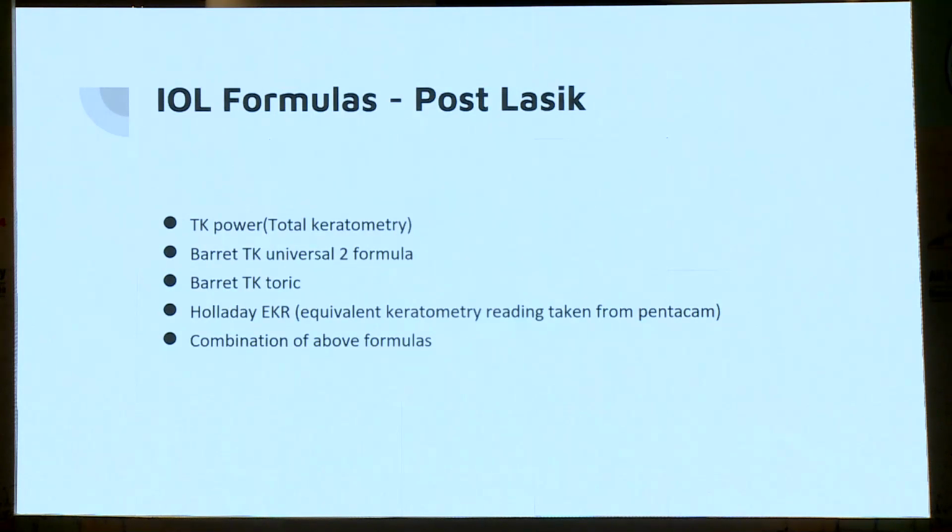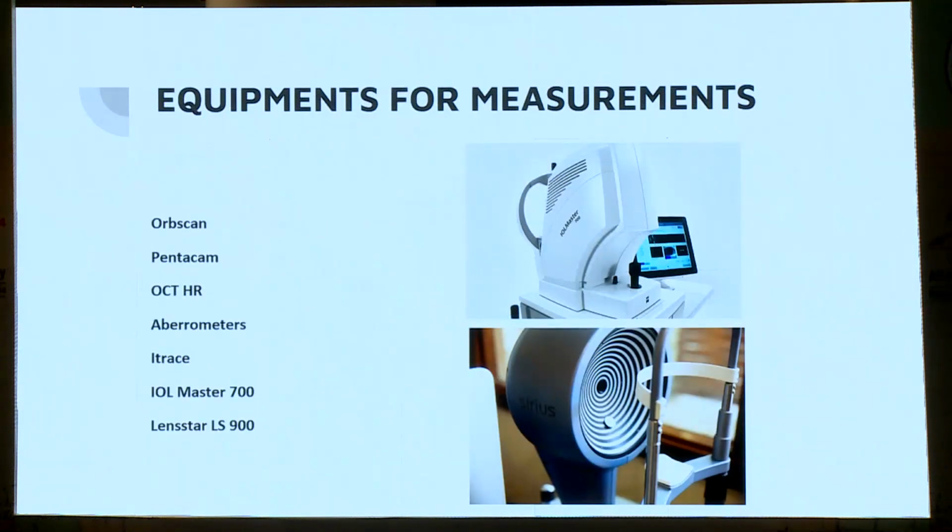In post LASIK, the IOL formulas that can be used are the TK, that is the total keratometry. We have the Barrett TK2 formula. We have the Barrett TK Toric. We have the Holladay EKR, that is equivalent keratometry reading, taken from the Pentacam, and a combination of all the formulas. The equipment required for the measurements: we have the OPD-Scan and Pentacam.